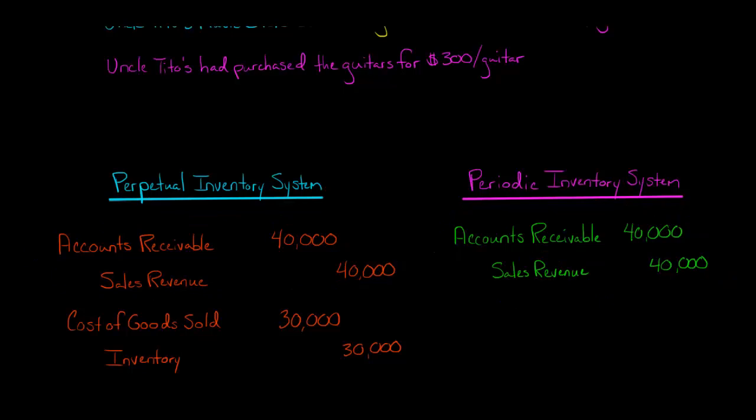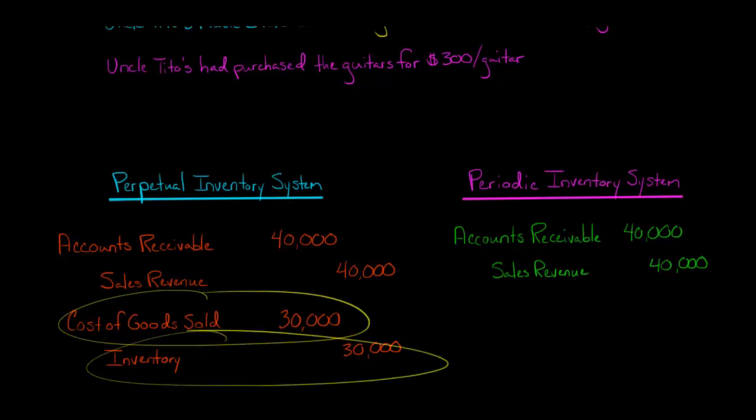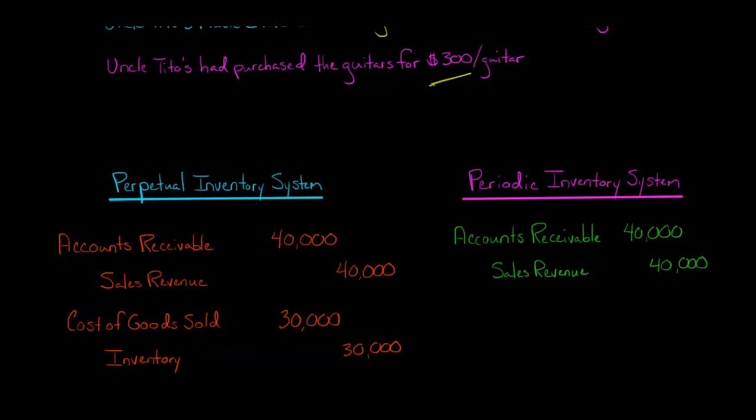What is different between these two methods is if the company uses a perpetual inventory system, then every time they make a sale, they have to also record cost of goods sold. So they would debit cost of goods sold for $30,000 and then credit inventory for $30,000. Now that's just the $300 a guitar times 100 guitars. Okay, that's where I got the $30,000 from.